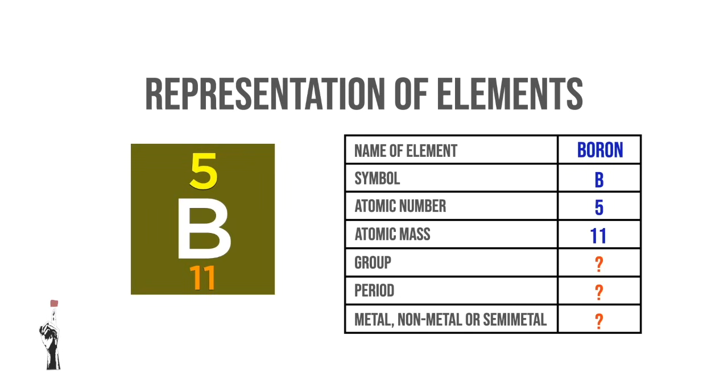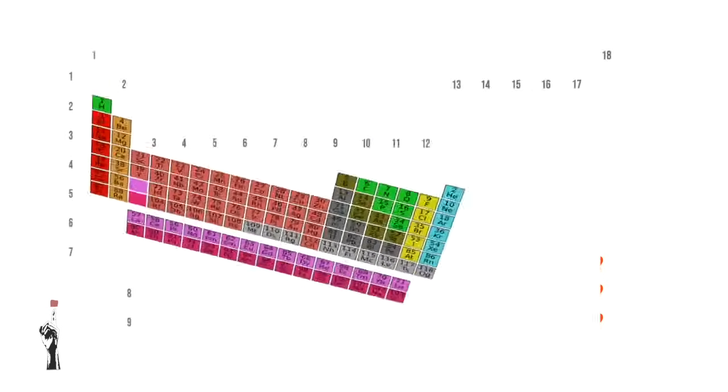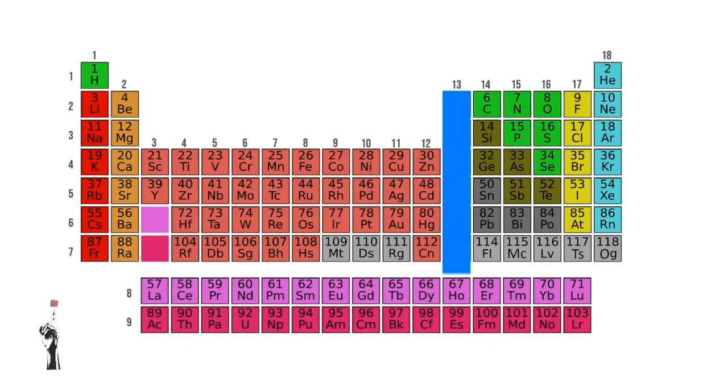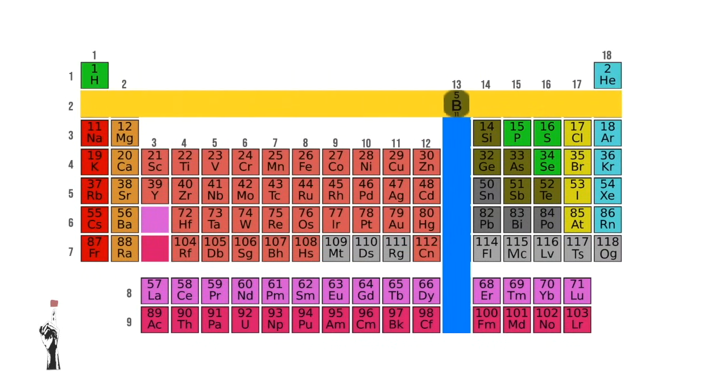If I want to know the neutrons, I need to take the atomic mass and minus the atomic number, which is 11 minus 5 is equal to 6. There are 6 neutrons located in the nucleus of my atom. Boron is located in my 13th group and in the second period. Remember, if we look closely, boron is also located on the zigzag line, which makes it a semi-metal.